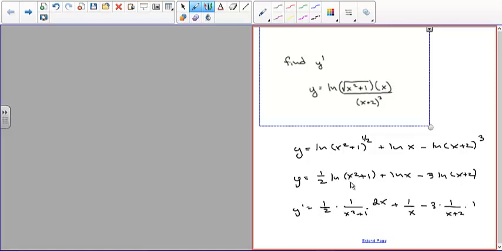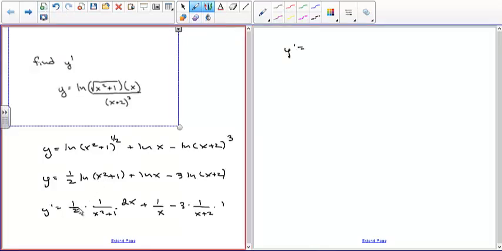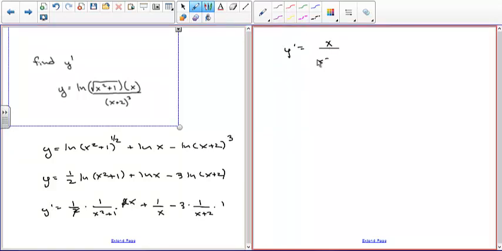Some people kind of get complacent and they think it's always just 1 over the argument, but it's always 1 over the argument of the natural log times the derivative of the argument. So then you just clean it up a little bit so you can cancel the 2's out. So you end up with x divided by x squared plus 1 plus 1 over x minus 3 divided by x plus 2. Okay, so that's the first problem.